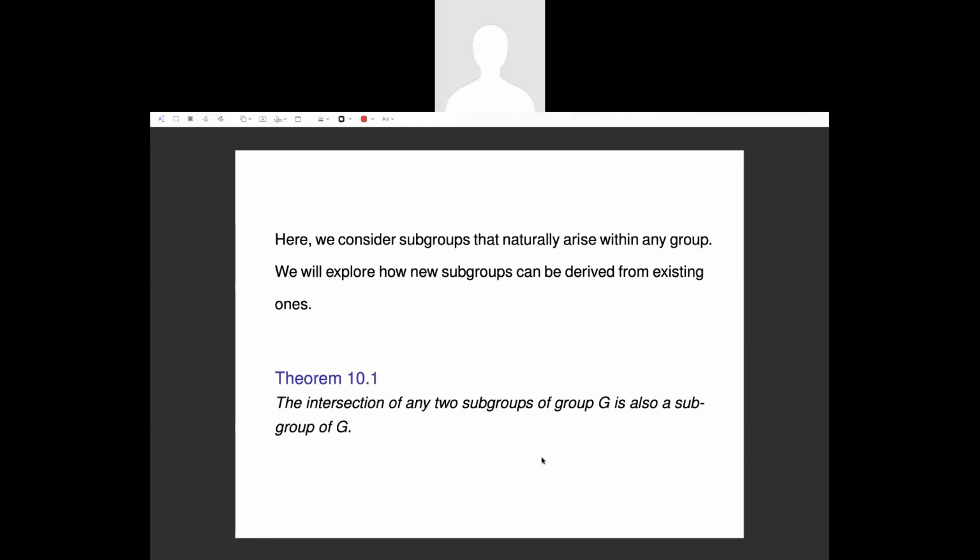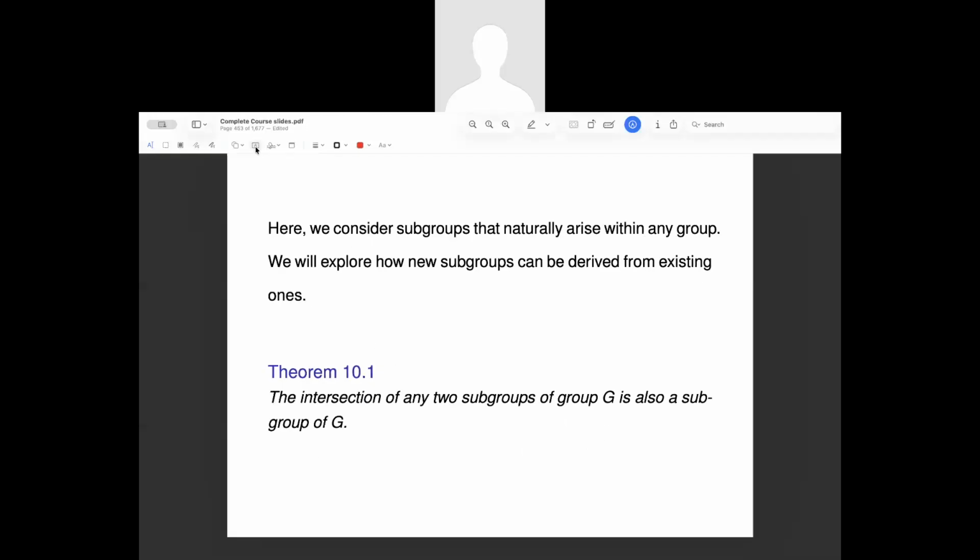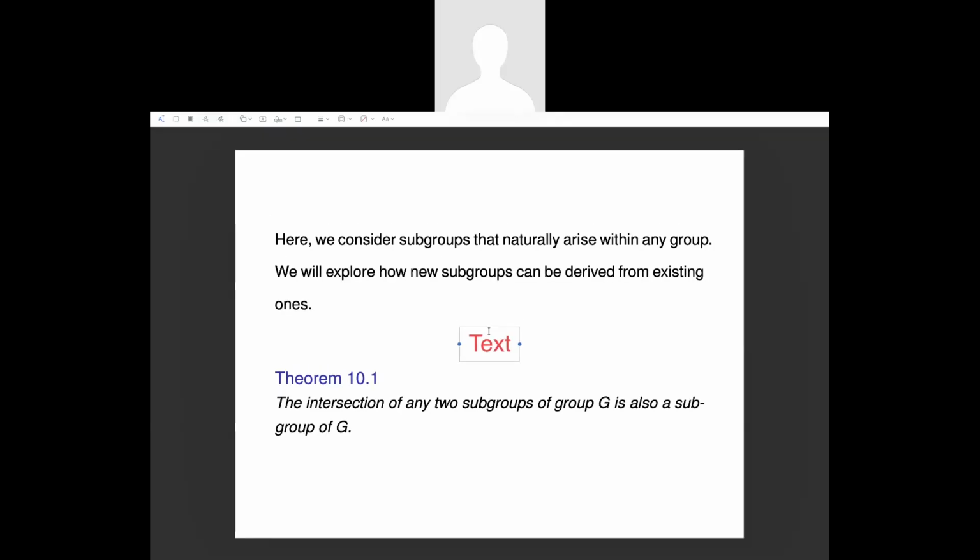First, the intersection of any two subgroups of a group G is also a subgroup. So we take the intersection of any two subgroups of G, and we show that this is also a subgroup of G.